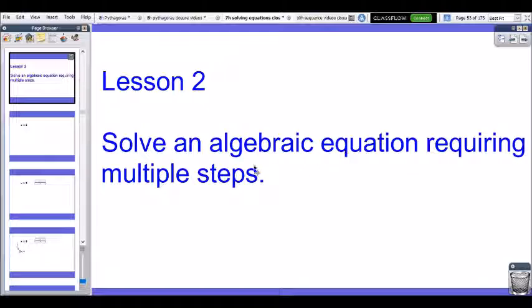So in this lesson we're going to be doing more equations, but these ones are going to require multiple steps to solve, so they're going to be slightly more challenging than last lesson.